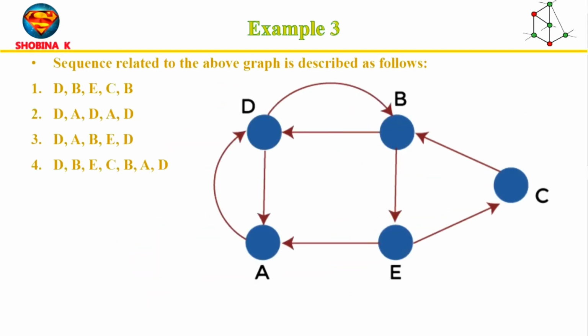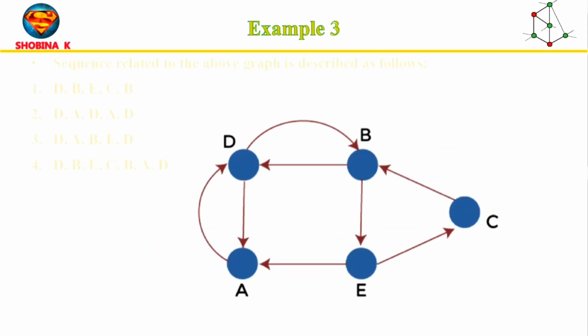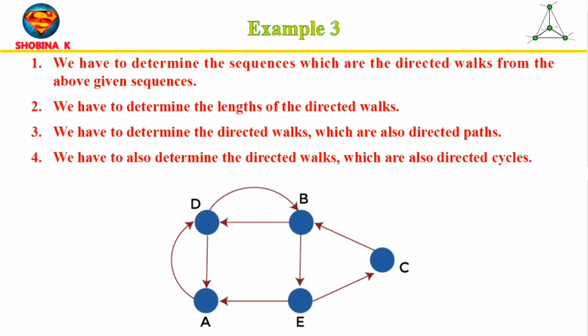The sequences related to the graph are given here, and we have to determine the answers to the following questions. In the given sequences, we have to determine which sequence is a directed walk. Next, we have to determine the length of the directed walks. Next, we have to determine the directed walks which are also directed paths. And finally, we have to determine the directed walks which are also directed cycles.